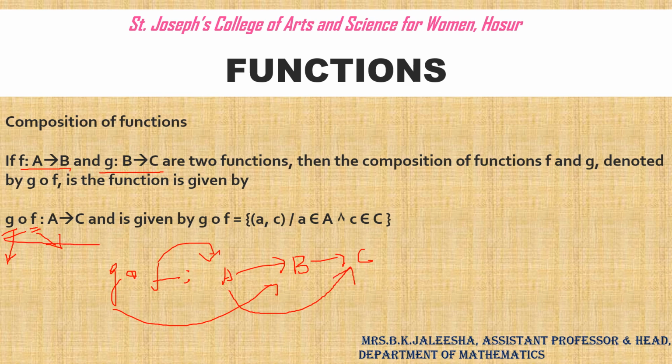So that is what is given here. Sorry, a to c. So g dot f is from a to c. It takes the elements from capital A, and the function g dot f is applied to that element, and you'll get the answer in C. So which ordered pair do you get? A comma C. So we have defined here the set g dot f as the set of all ordered pairs (a, c), where a is taken from the set A and c is taken from the set C.